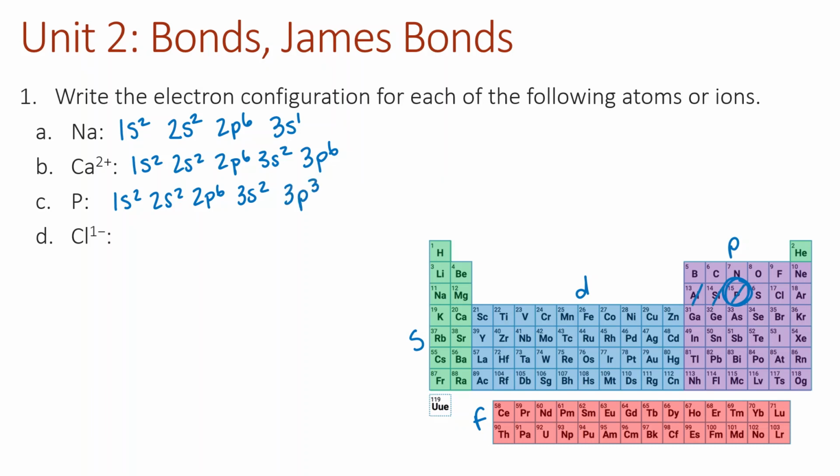And then the last one that we have here is chlorine minus 1. So normally chlorine has 17 electrons when it's neutral, but since this is chlorine minus 1, this means it's gained an electron. So whenever I write out my electron configuration, this is the normal configuration here, 3p5. But since we have a minus 1 charge, this becomes 3p6.